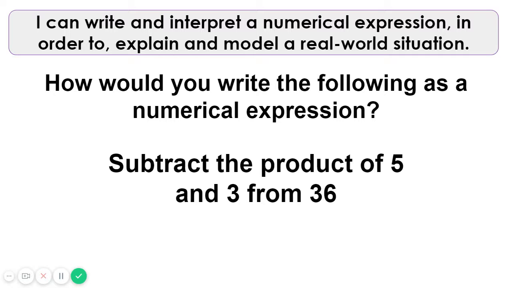Subtract the product of 5 and 3 from 36. Well, I remember the product is the answer to a multiplication problem. So I'm going to multiply 5 times 3 and take that product and subtract it from 36. So I know the order of operations, I have to do multiplication first. So even though my problem says 36 minus 5 times 3, I have to complete 5 times 3 first.